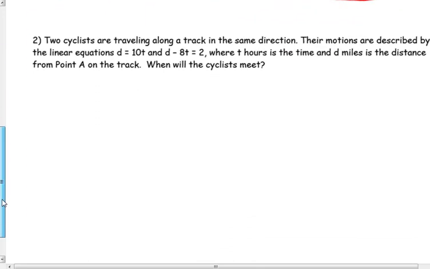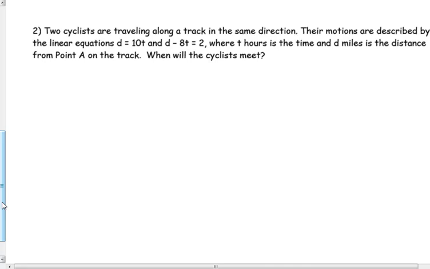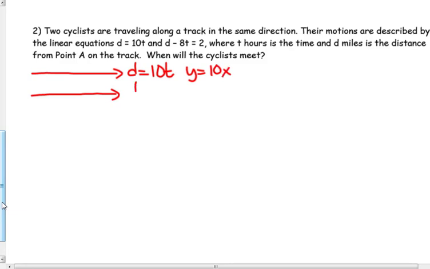Number 2, 2 cyclists are traveling along a track in the same direction. Their motions are described by the linear equations d equals 10t, which I can change to y equals 10x, and d minus 8t equals 2, or y equals, moving my 8t's over, 8x plus 2, where t is the time in hours and d is the distance from point A on the track.